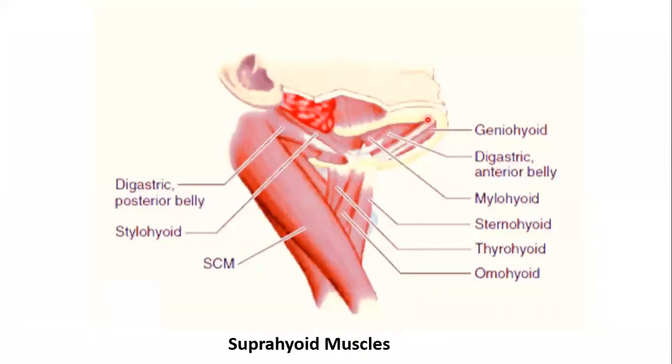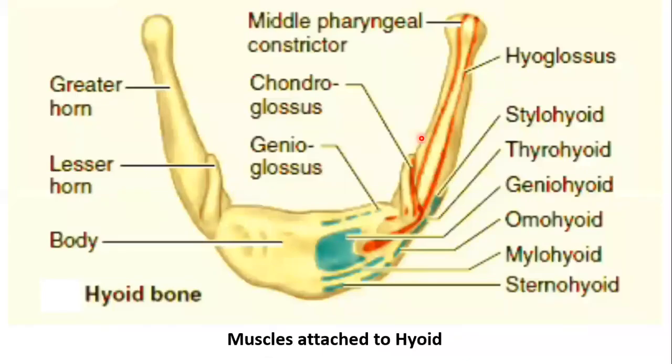This is the geniohyoid. So what does the "genio" suggest to you? Just think. This is the inferior mental spine of the mandible. You can go back to my lecture on the mandible and see precisely where it is attached. This is the geniohyoid, right? And again, it is inserted into the body of the hyoid bone, right?